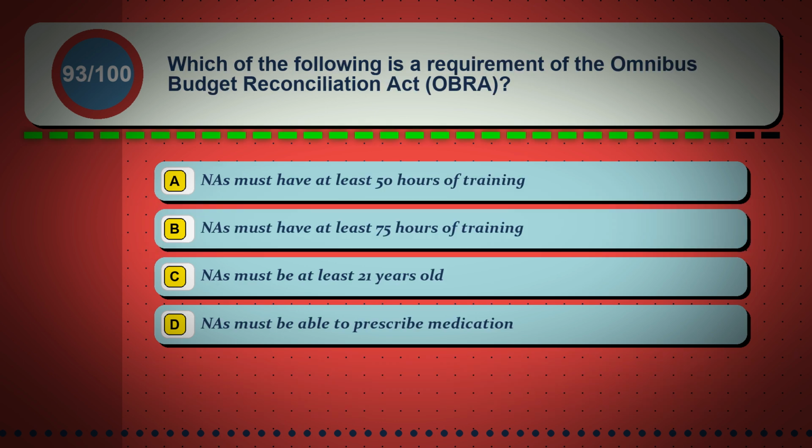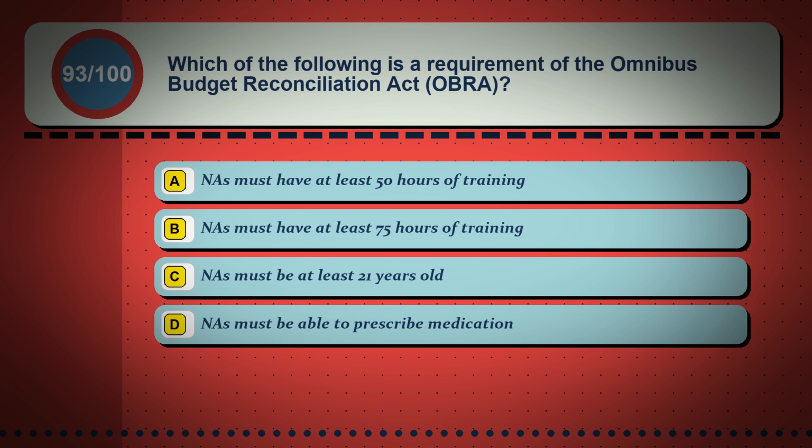Question 93. Which of the following is a requirement of the Omnibus Budget Reconciliation Act, OBRA? Option A, NAs must have at least 50 hours of training. Option B, NAs must have at least 75 hours of training. Option C, NAs must be at least 21 years old. Option D, NAs must be able to prescribe medication.